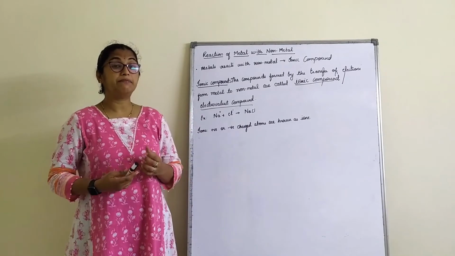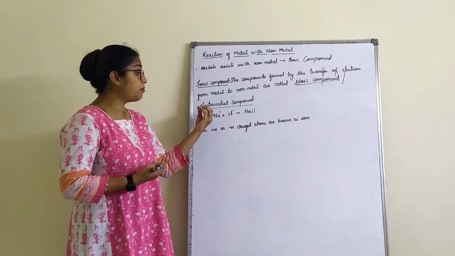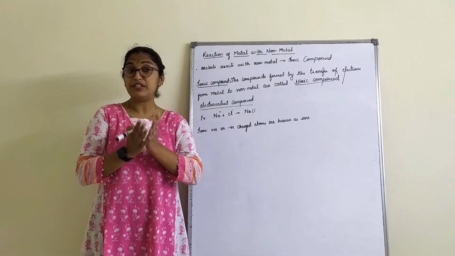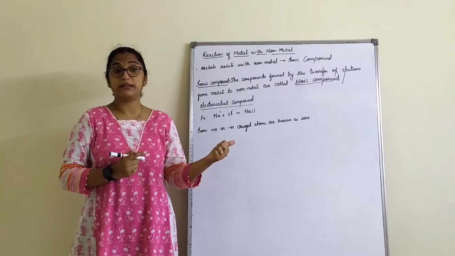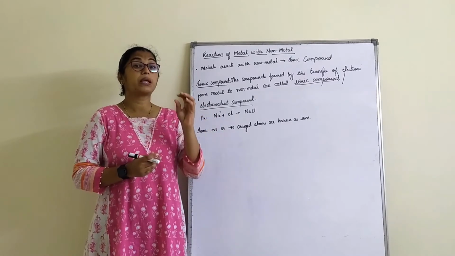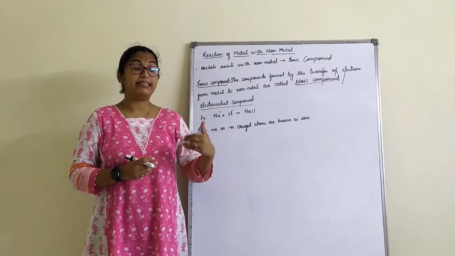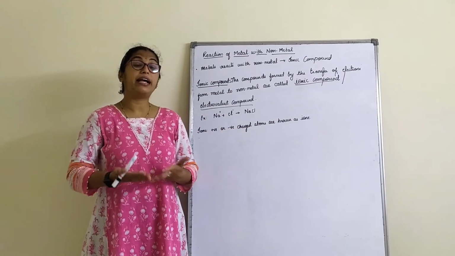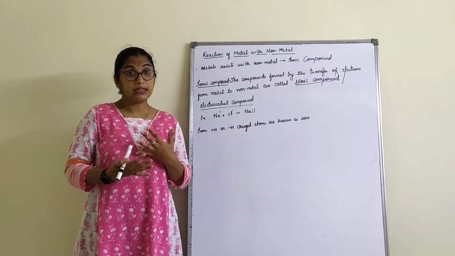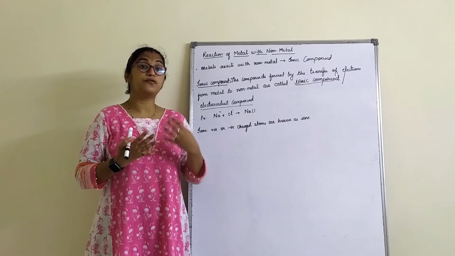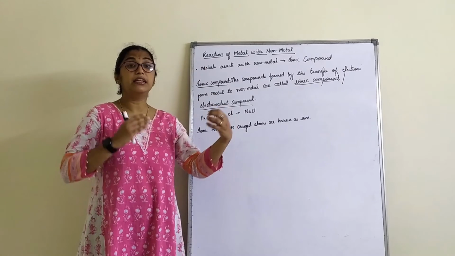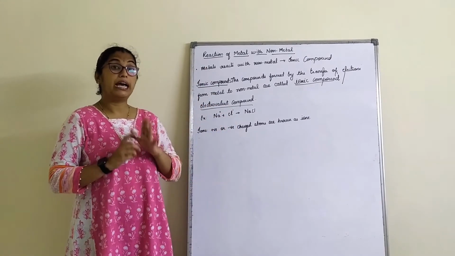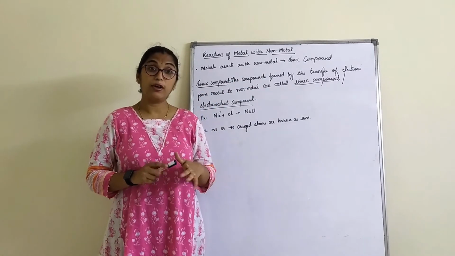Now, what do you mean by transfer of electrons from a metal to a non-metal? If you just recapitulate the physical properties of metals and non-metals, we said that metals are electropositive and they are donors, right? And non-metals are electronegative and they are acceptors. So that is how transfer of electrons from a metal to a non-metal forms a type of compound, and that compound is called an ionic compound.